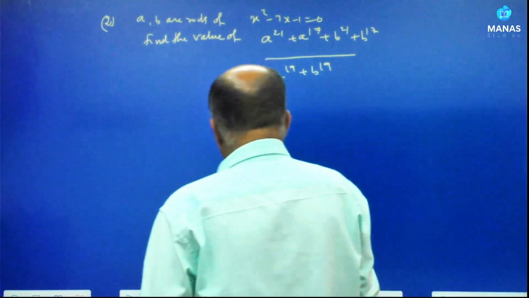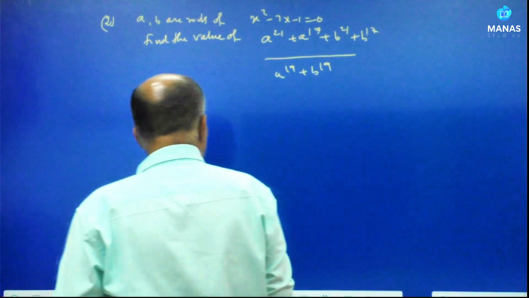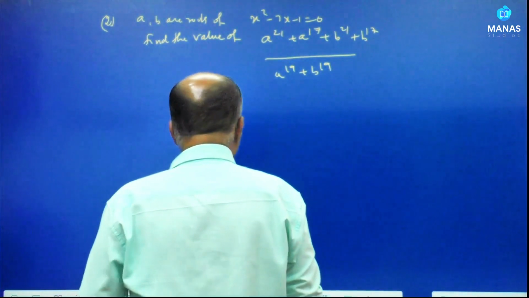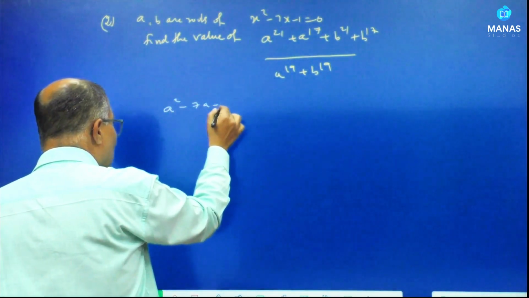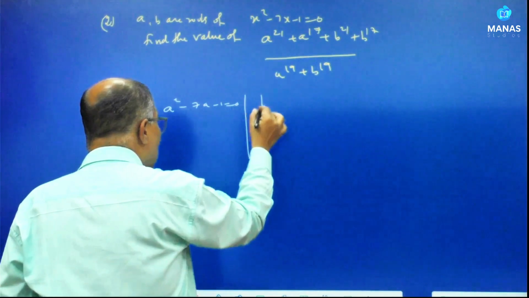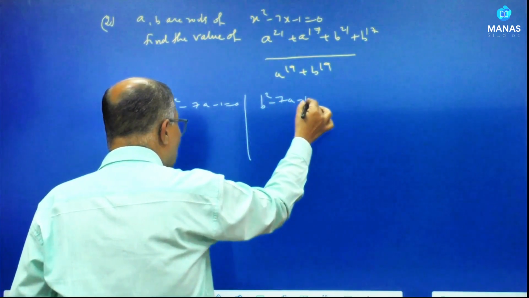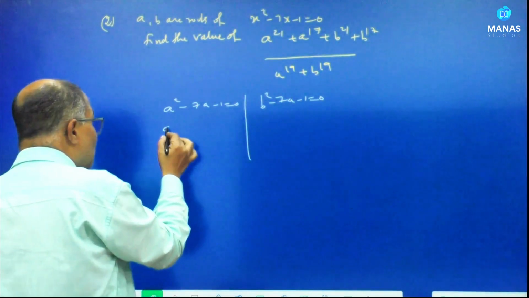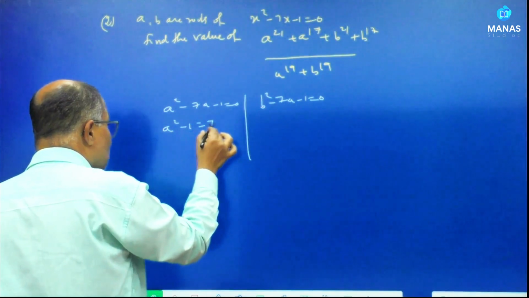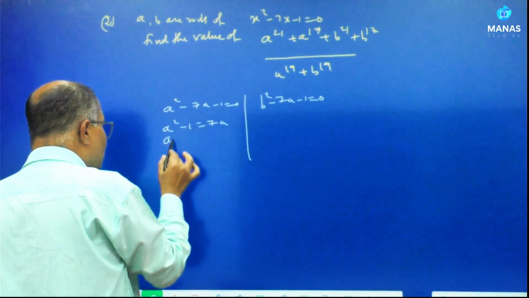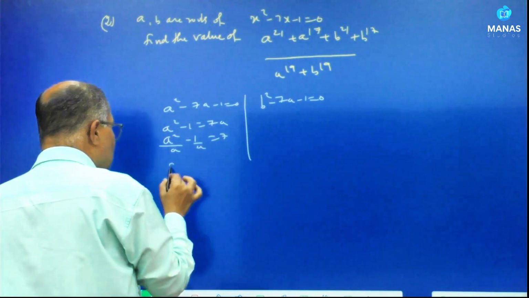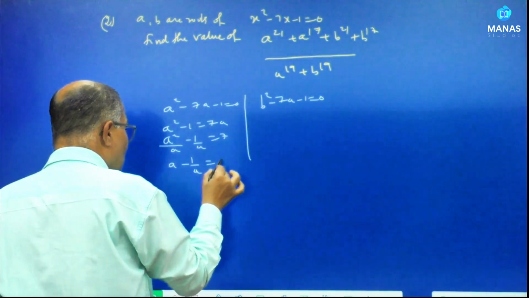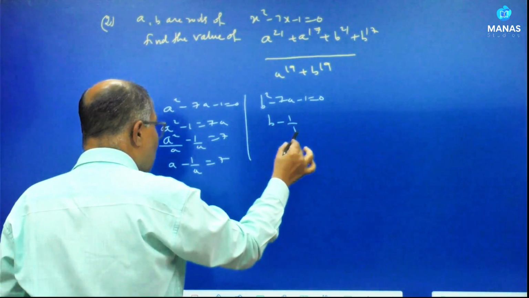Next question is on the screen. A and B are the roots of x square minus 7x minus 1 equal to 0. So a square minus 7a minus 1 equal to 0. Similarly, b square minus 7b minus 1 is equal to 0. That is a square minus 1 is equal to 7a. Dividing whole equation by a, so we get a minus 1 by a equal to 7. Similarly, b minus 1 by b equal to 7.